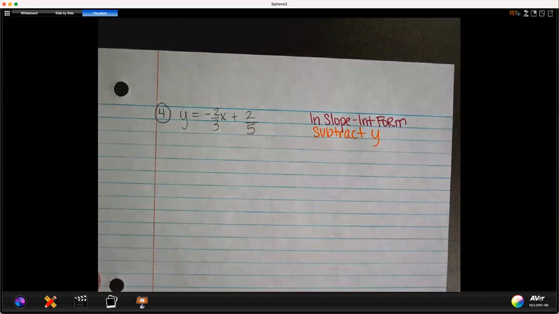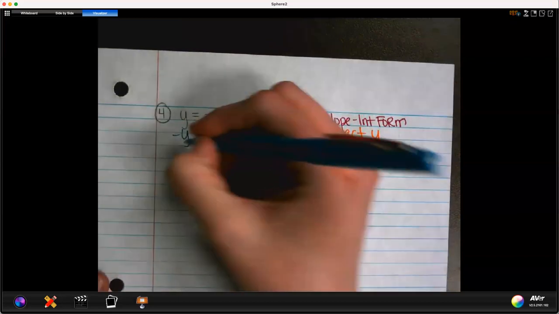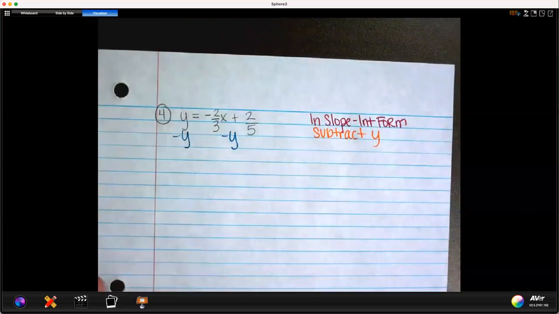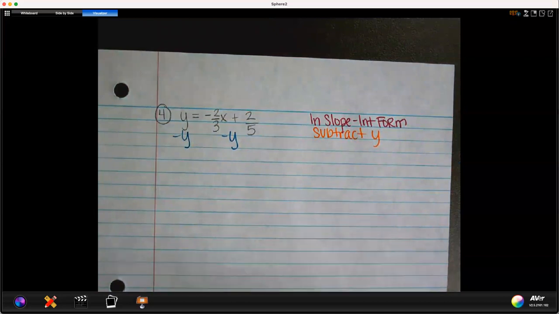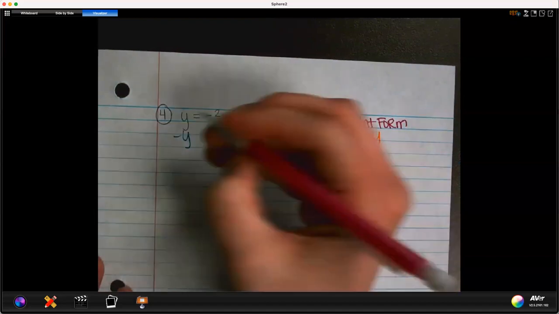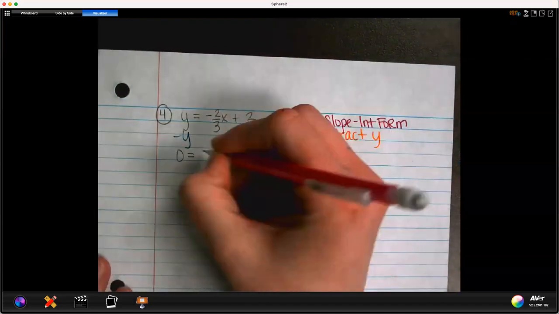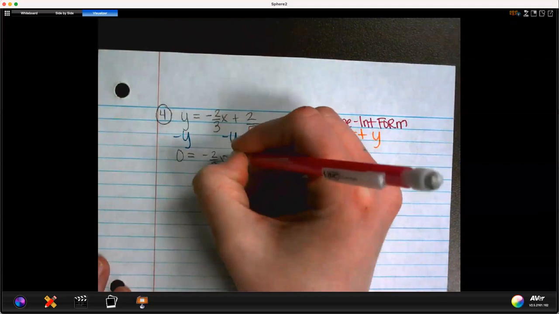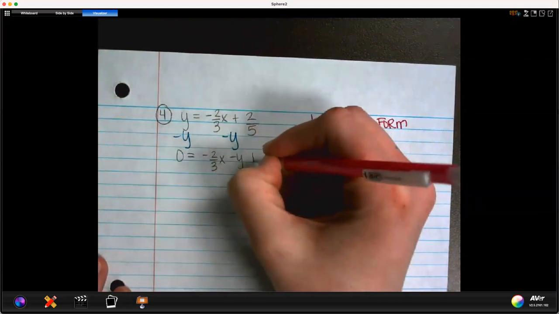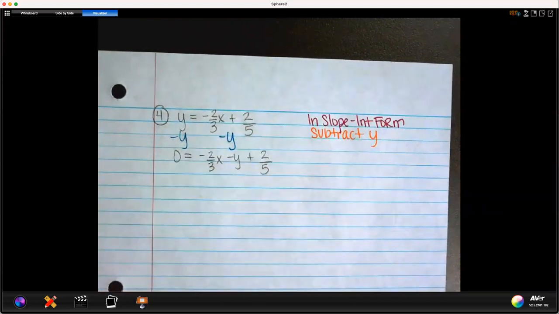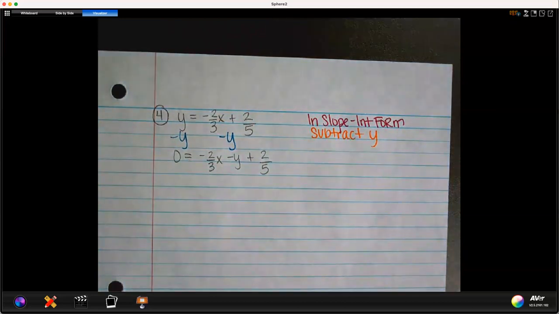Now, when I subtract y, can I also rearrange the y to where I want it to be on the right side? Yeah, do I have to put it at the front, back? No, I can put it where I need it to be, which is in the middle. So 0 equals negative 2/3 x minus y plus 2/5. Now, does it matter that 0 equals is on the left side? No, it doesn't really matter. If it stresses you out at the end, you can change it, but it's really not a concern.